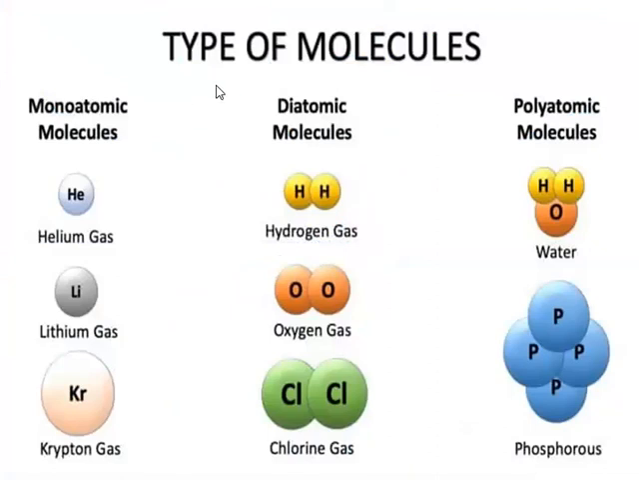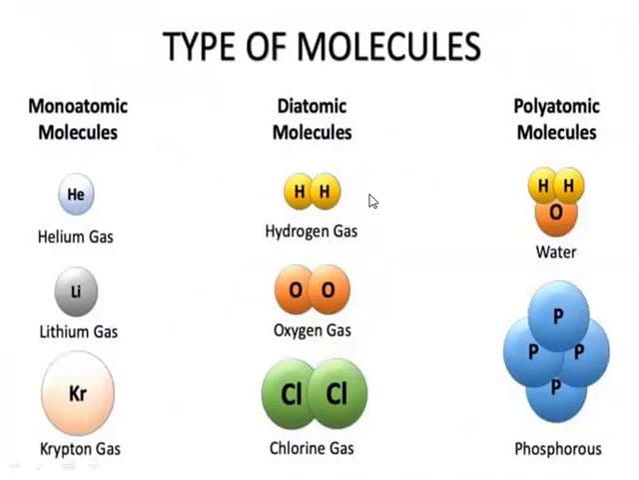We do have different types of molecules on the basis of atomicity: monoatomic molecules, diatomic molecules, polyatomic molecules. Helium, lithium, krypton are monoatomic molecules. An atom of each is sufficient enough to remain independent and also are free.